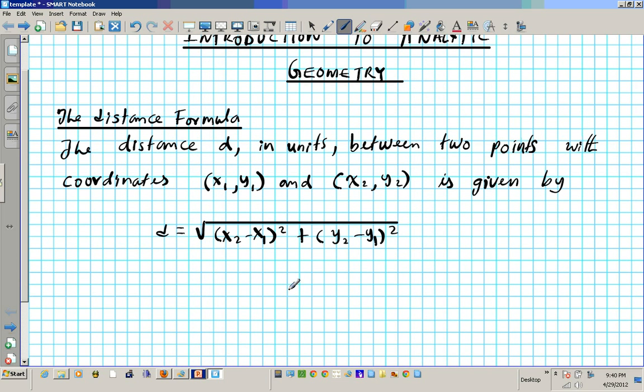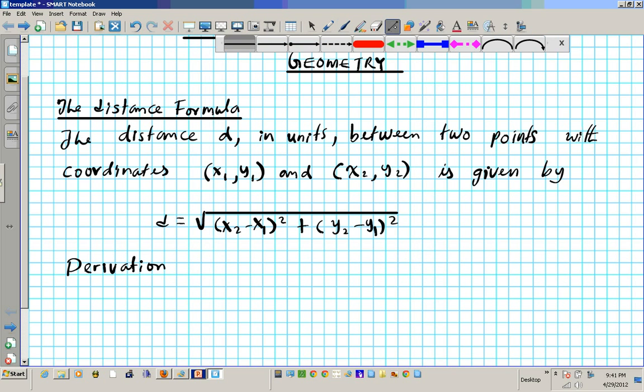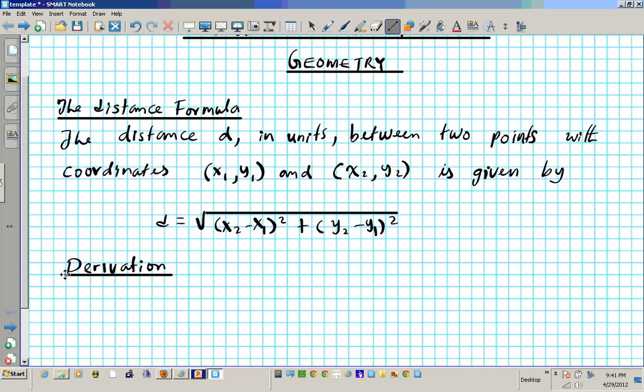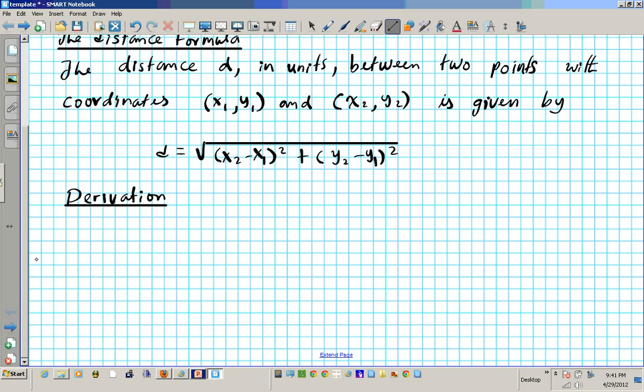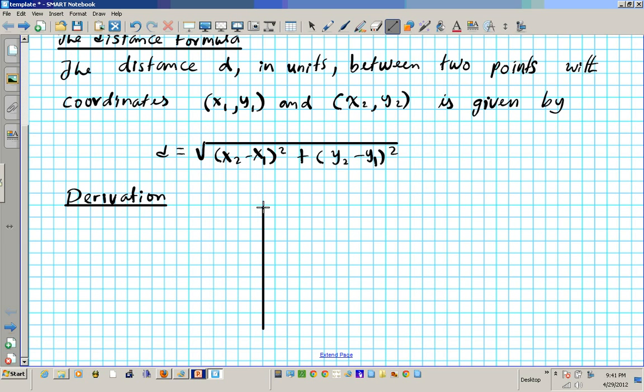Now, where on earth did this formula come from? It looks like a complicated formula, but it turns out that it is a version of a simple formula that you've studied before. So let's derive this formula. In this part, you're going to see where this formula came from, and hopefully this explanation will help you to remember how to derive this formula in the future. Okay? So to derive this, all we need to do is draw a coordinate system, and pick 2 arbitrary points. Let's say we have the first point somewhere here.